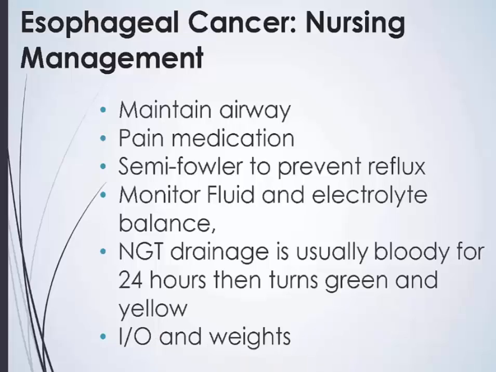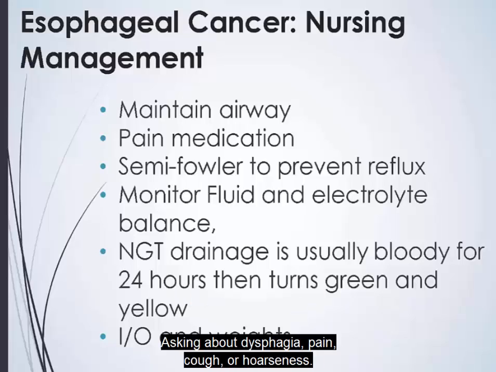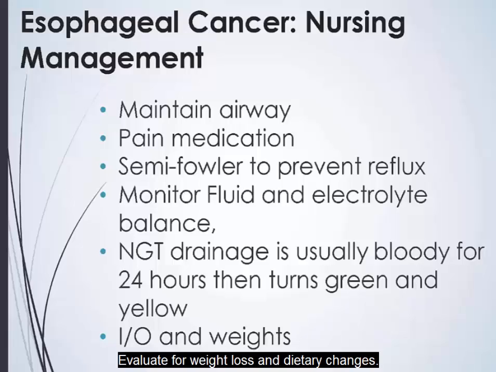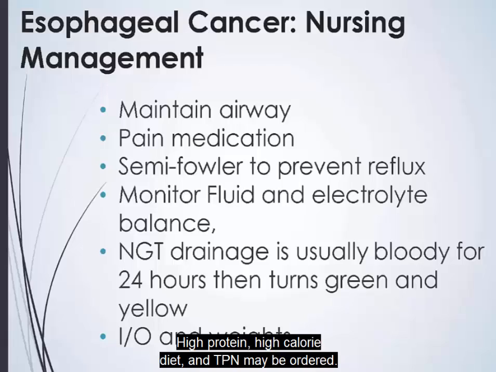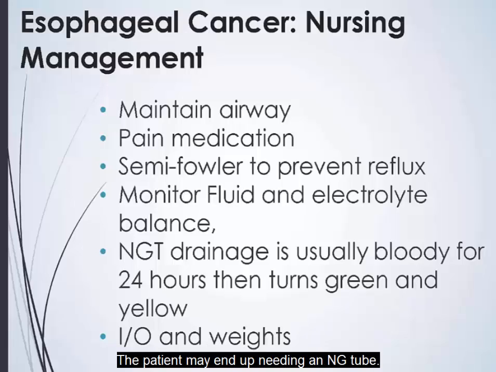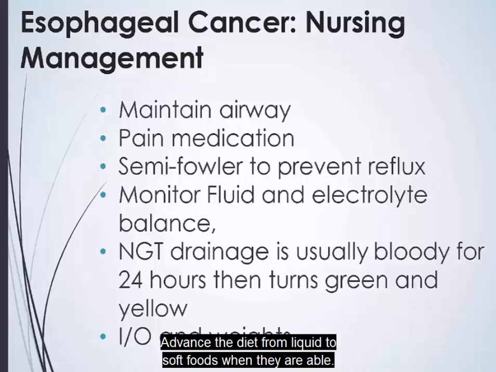The nursing assessment, the health history, asking about dysphagia, pain, cough, or hoarseness. Evaluate for weight loss and dietary changes. High protein, high calorie diet, and TPN may be ordered. Checking their post-op IV fluids, intake and output. Assess their bowel sounds. The patient may end up needing an NG tube. Advance the diet from liquid to soft foods when they are able.